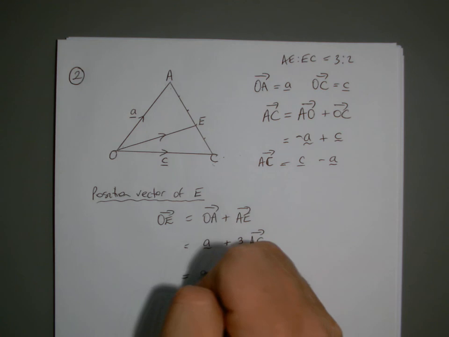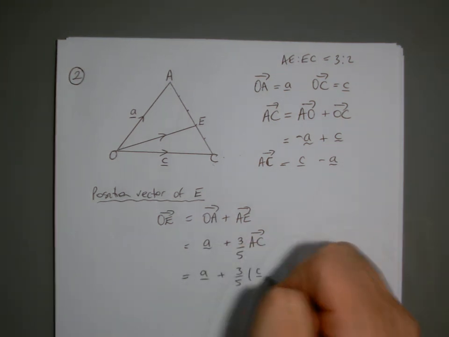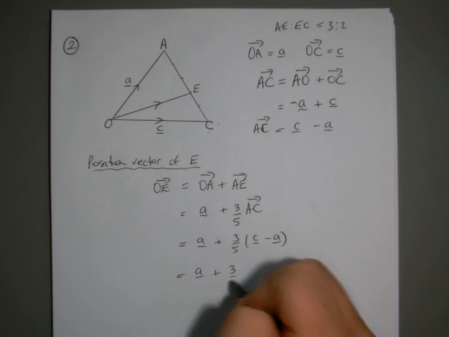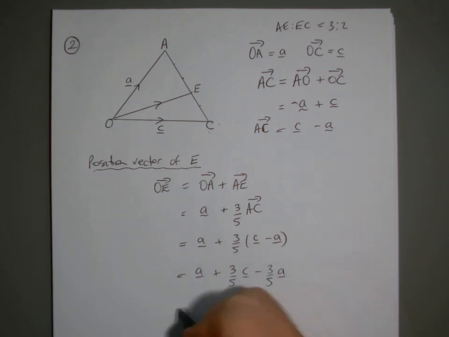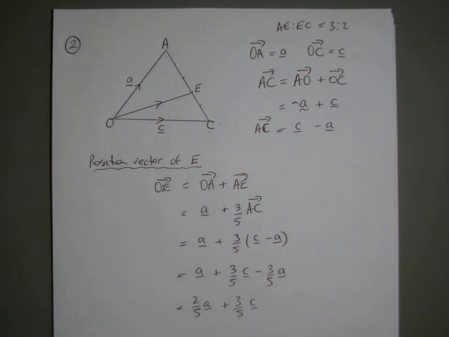And all you've got to do to finish off is substitute in what AC is, which is c minus a. Then you can multiply out that bracket and simplify. It's really easy to simplify. So you've got a here, take away 3/5 a, so there'll be 2/5 a, and then you've got 3/5 c there, and we're done.